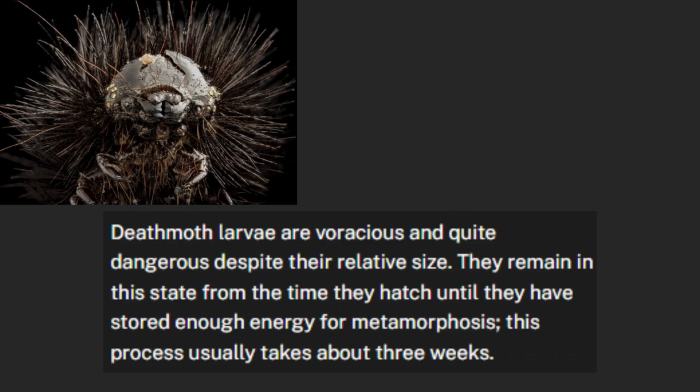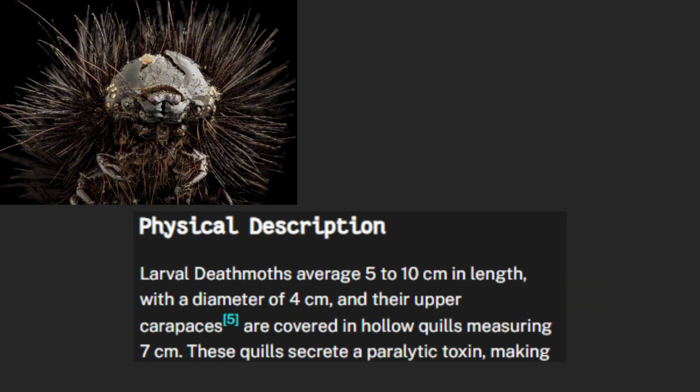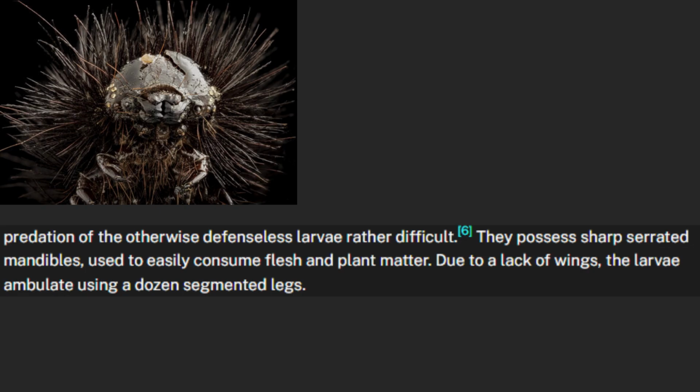Larval deathmoths. Deathmoth larvae are voracious and quite dangerous despite their relative size. They remain in this state from the time they hatch until they have stored enough energy for metamorphosis. This process usually takes about 3 weeks. Physical description. Larval deathmoths average 5 to 10 centimeters in length, with a diameter of 4 centimeters, and their upper carapaces are covered in hollow quills measuring 7 centimeters. These quills secrete a paralytic toxin, making predation of the otherwise defenseless larvae rather difficult. They possess sharp serrated mandibles, used to easily consume flesh and plant matter. Due to a lack of wings, the larvae ambulate using a dozen segmented legs.